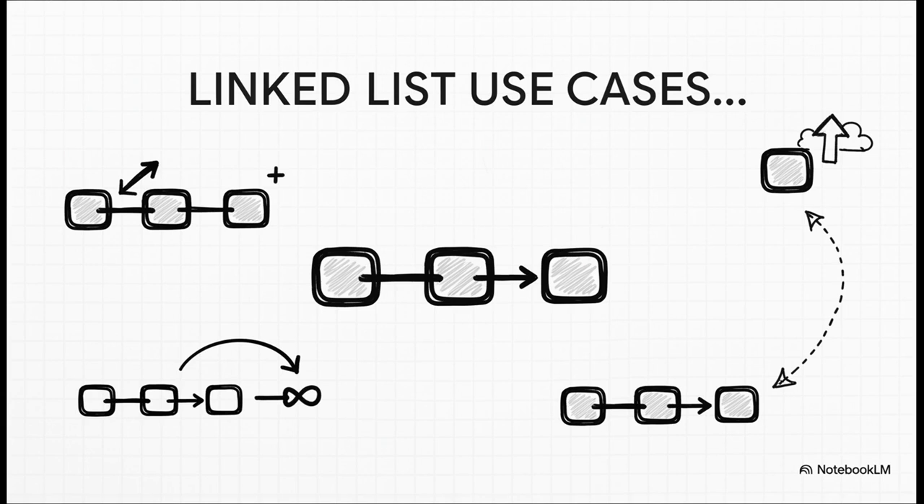And when is a linked list the hero? You'll want a linked list if you're doing a ton of insertions or deletions right at the beginning of your sequence. It's also great if you need to insert or remove things from the middle, assuming you already have a pointer to that spot. Basically, if your list is constantly changing at its ends or in the middle, a linked list gives you that flexibility without huge memory operations.